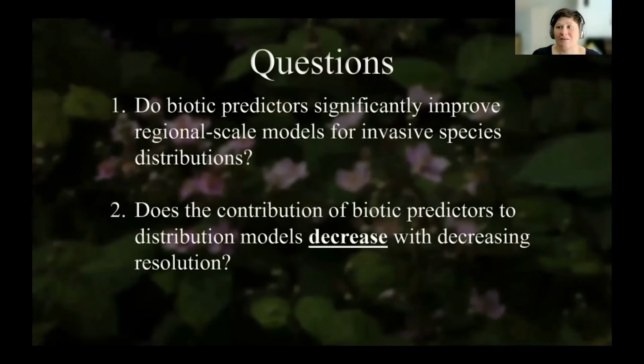So getting at this type of question was the goal of this research. And we set out to answer two fairly simple questions. The first simply being, do biotic predictors significantly improve regional scale models for invasive species distributions? And then the second being, if Pearson and Dawson have it right, that their influence declines as you increase your spatial scale and decrease your resolution, do we see that the contribution of these biotic predictors to model fit really decreases with that decreasing resolution?